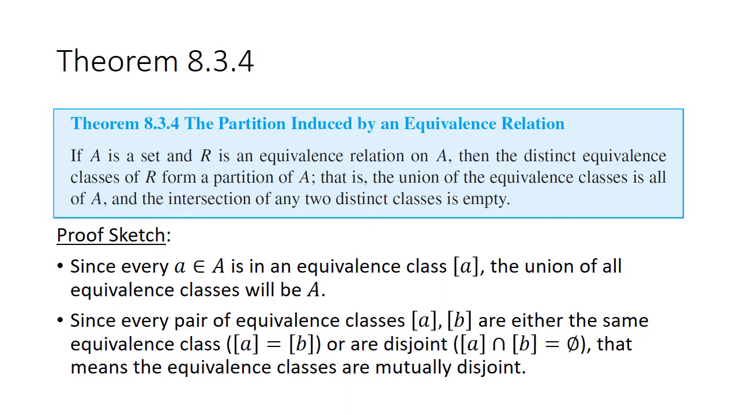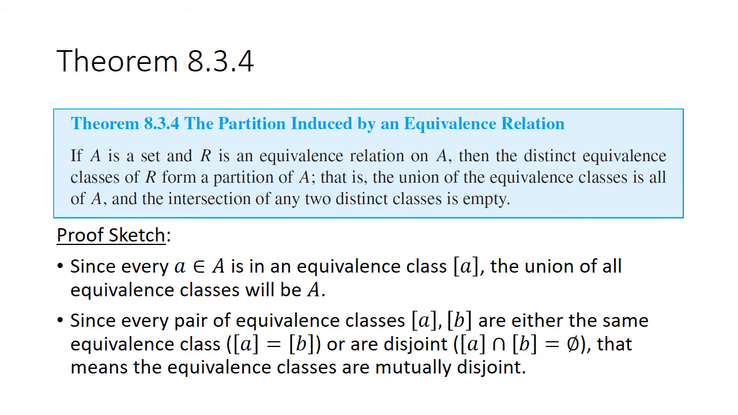All right, now we're prepared with those two lemmas to prove the following. Theorem 8.3.4. This is about the partition induced by an equivalence relation. If A is a set and R is an equivalence relation on A, then the distinct equivalence classes of R form a partition of A. That is, the union of the equivalence classes is all of A, and the intersection of any two distinct classes is empty. The proof sketch here is pretty simple.